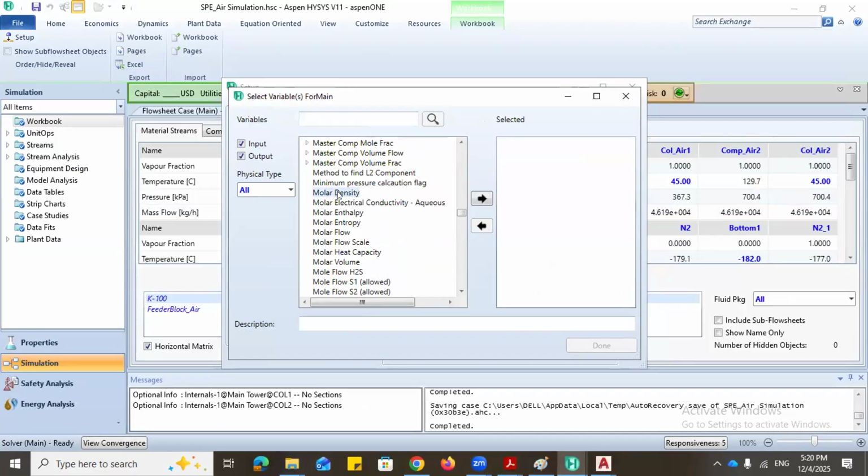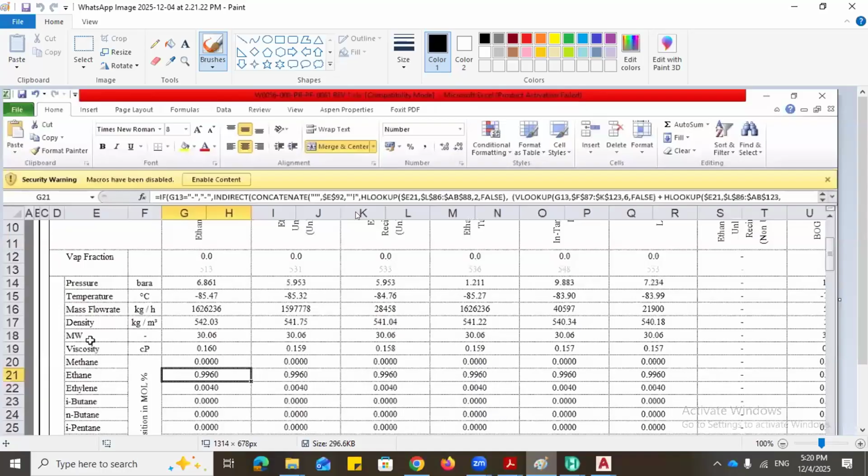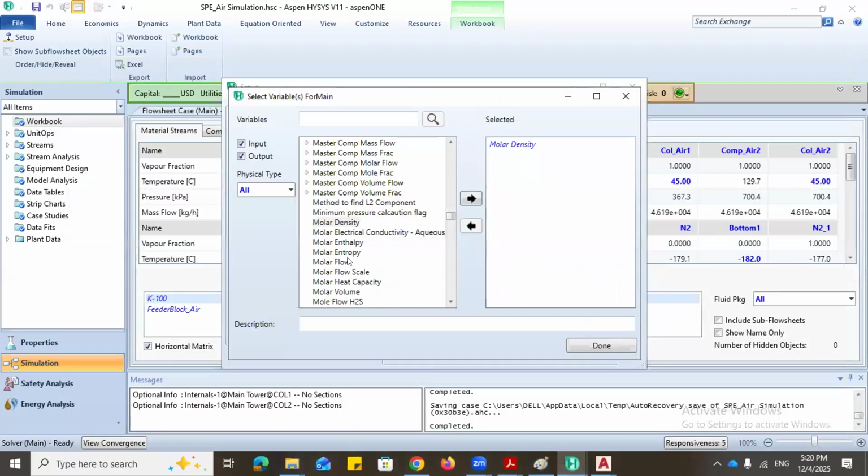Okay, this is it. Molar density, or what? I guess the normal density is not there, so I guess we can use the molar density. Let me see, under D. So let's use the molar density. We click this and we click add. The next ones are molecular weight and viscosity. Molecular weight should be around here. This molecular weight, we click add.